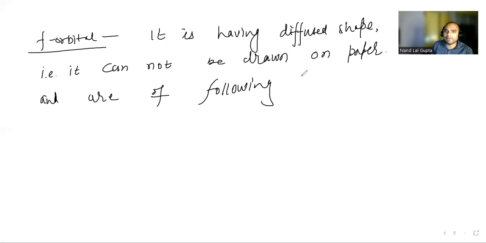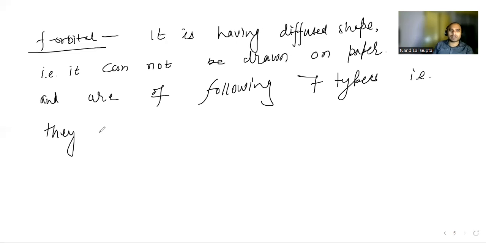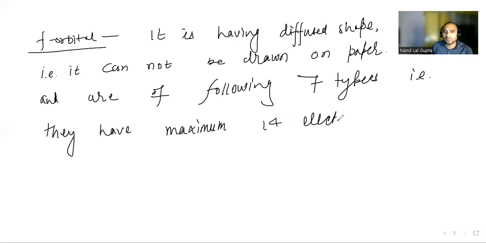They are of the following 7 types. One type means 2 electrons, so 7 types means 14 electrons, that is, they have a maximum of 14 electrons.